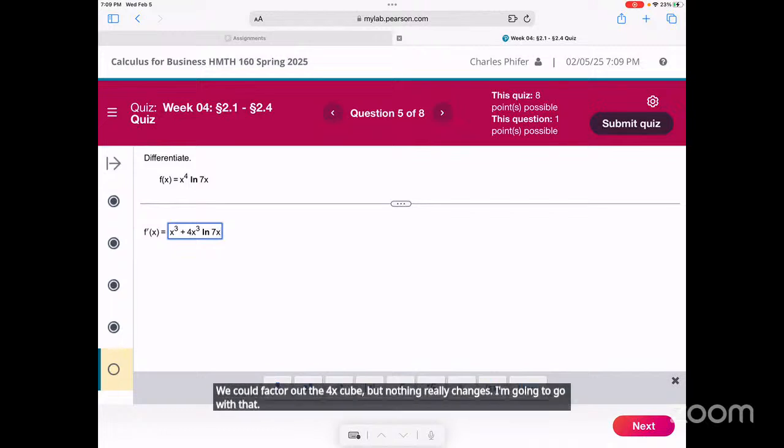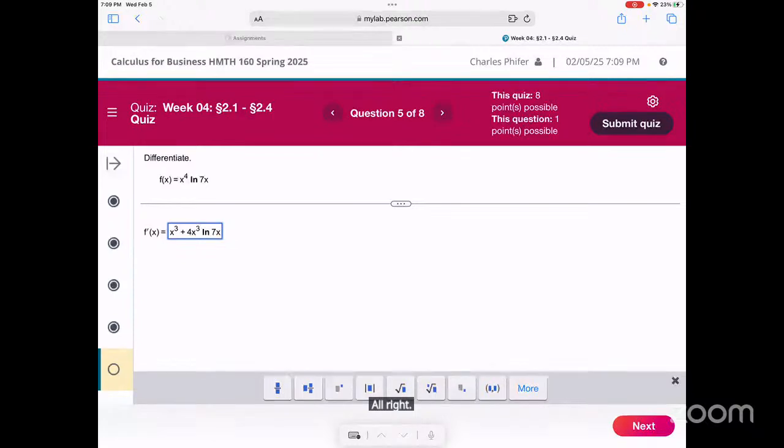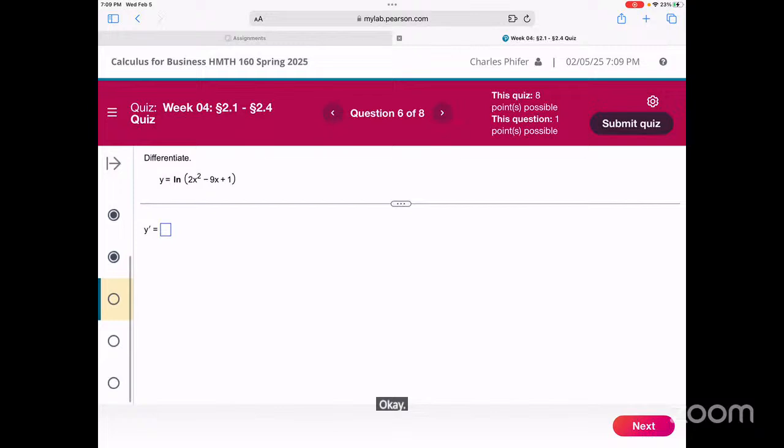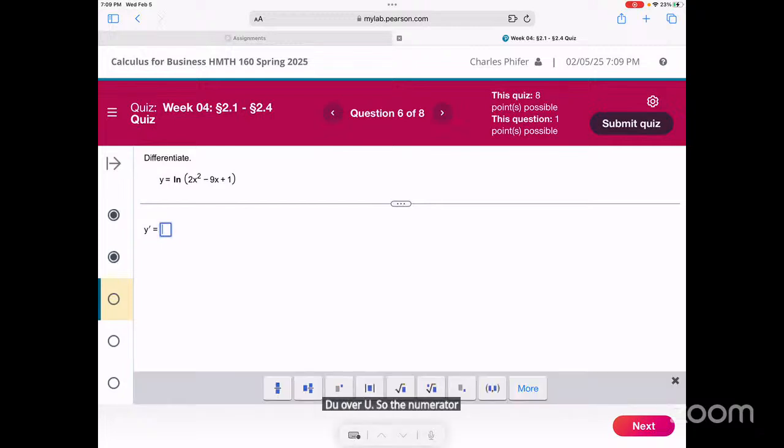All right. We got more? How many more? Oh, we got a good amount more. Okay. Thought I was done. Let me see. Let me just try, I can do this one. Du over u. So the numerator, what is that? A 4x minus 9. And then just 2x squared minus 9x plus 1. Does that factor? No, I don't think so. I'm going to assume that it doesn't. It might factor. We might miss that one. I'm kind of short on time.